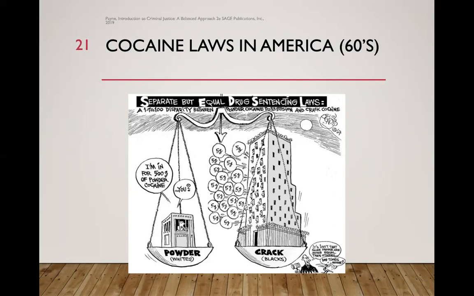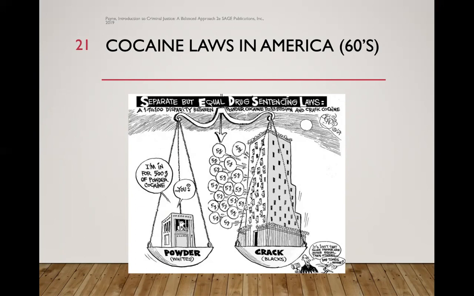Okay, so whites were the ones doing powder cocaine, and blacks were doing crack cocaine because crack cocaine was cheaper. No other way to put it. Okay, but you see how the scale is uneven. Okay, because you have all these people on the right side that are black that are just in prison for 5 grams of crack cocaine, when it took over 500 grams of powder cocaine to get a prison sentence.